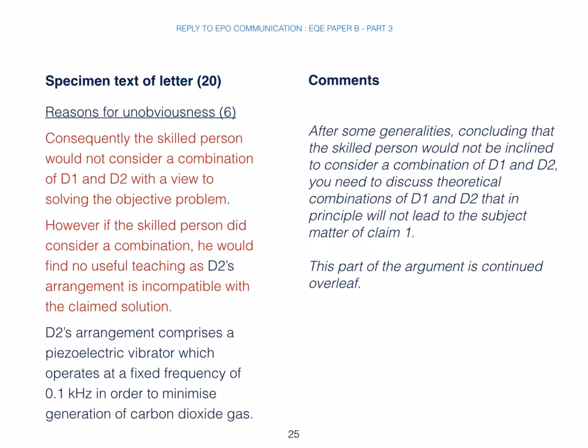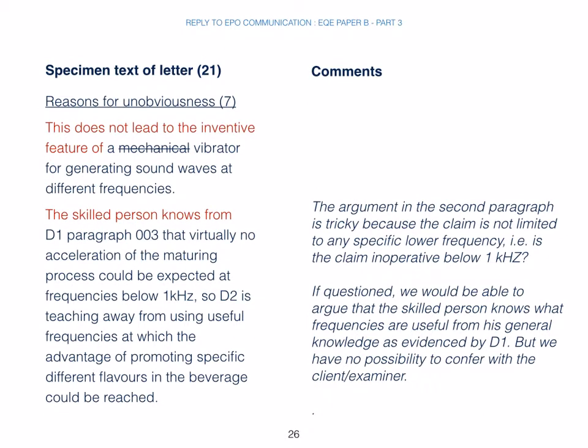D2's arrangement comprises a piezoelectric vibrator which operates at a fixed frequency of 0.1 kHz in order to minimize generation of carbon dioxide gas. And then we turn over. This does not lead to the inventive feature of a vibrator, I originally had a mechanical vibrator and I crossed out mechanical, of a vibrator for generating sound waves at different frequencies. The skilled person knows from D1 paragraph 3 that virtually no acceleration of the maturing process could be expected at frequencies below 1 kHz. So D2 is teaching away from using useful frequencies at which the advantage of promoting specific different flavors in the beverage could be reached.